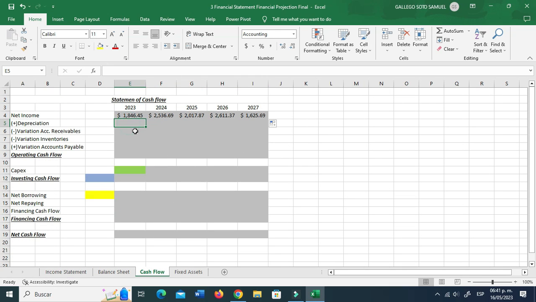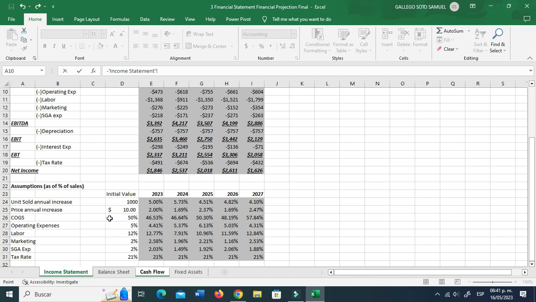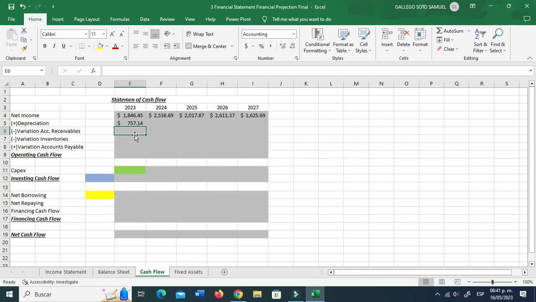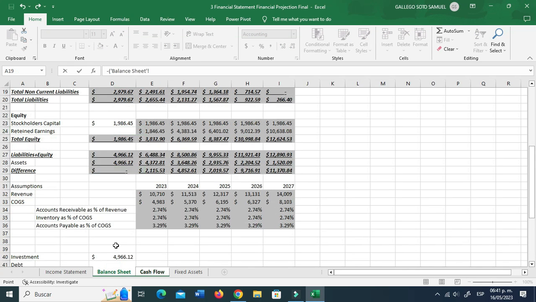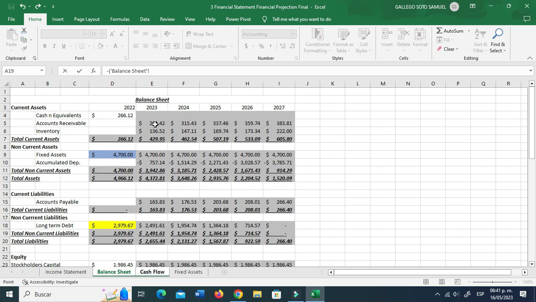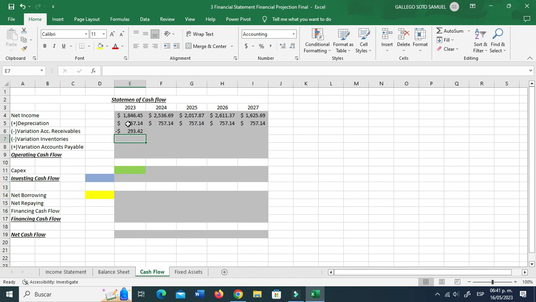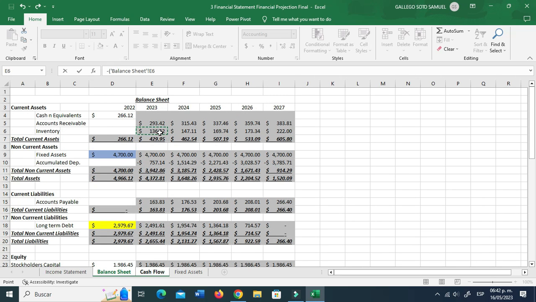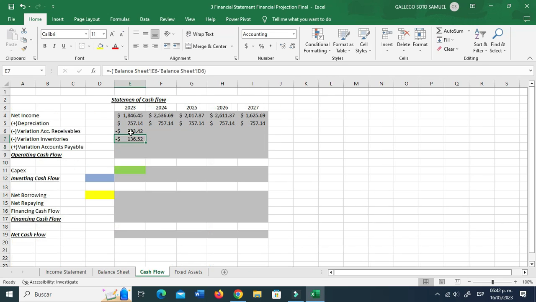Then plus the depreciation expense. So since we use the negative value, we're going to be using the positive value. And that's just the depreciation, not the accumulated depreciation expense. All right. Now, variation of accounts receivable. So minus, we open parenthesis and go to the balance sheet. So the final value minus the initial value. Now minus the variation of inventories, and we do exactly the same. Final value, I mean 2023 minus 2022. In this case, it's gonna be 0.